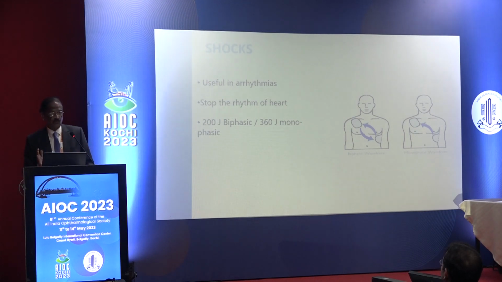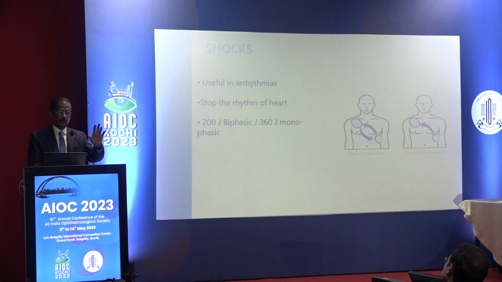The shock was delivered in one direction, and in that the joules would be 360 joules. But what happened is, it was noticed that when so much high energy is used, there is damage to the skin and all. So they have come down from 360 joules to 200 joules biphasic, where you can deliver the shock with fewer joules. All the defibrillator machines which are there now are 200 joules.